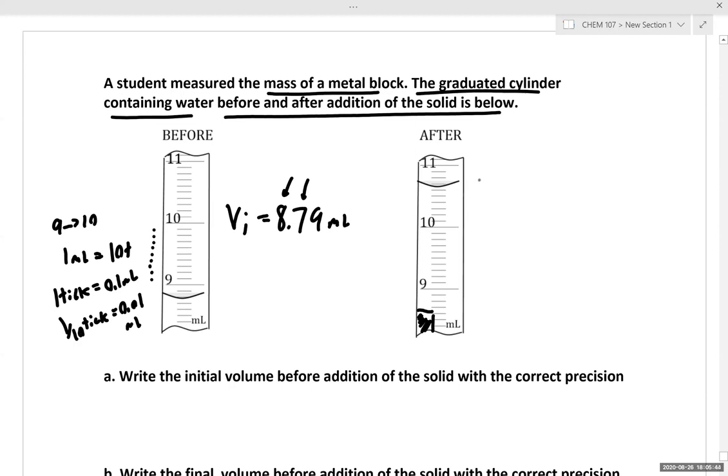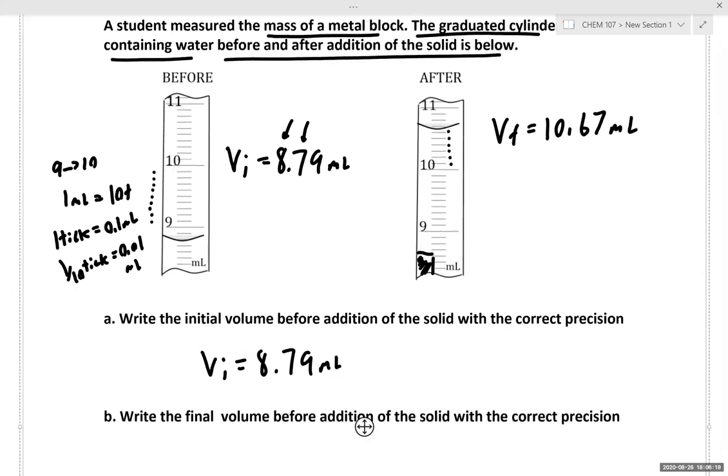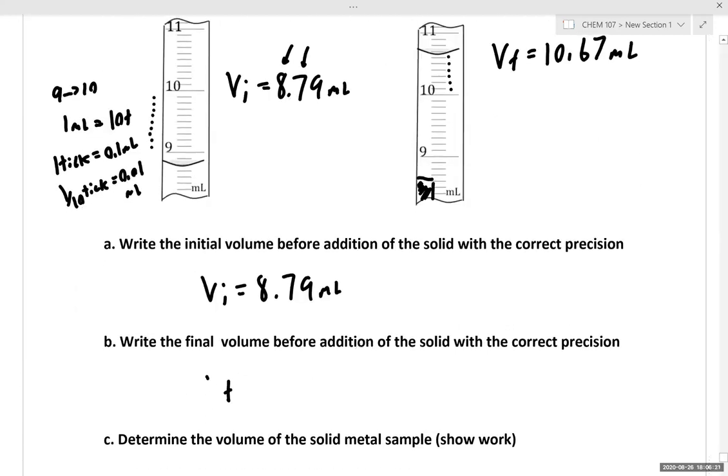After the addition of our solid, would someone like to volunteer and provide a measurement for the final volume of water in our graduated cylinder after addition of our solid? So looking, we're past the 1, 2, 3, 4, 5. We're past the 6th tick mark. So we'll write our certain digits as 10.6. And then from the bottom of our meniscus, we'll estimate 1 more digit, which would be 7. So we have 10.67 milliliters. So we have our initial and final volume.